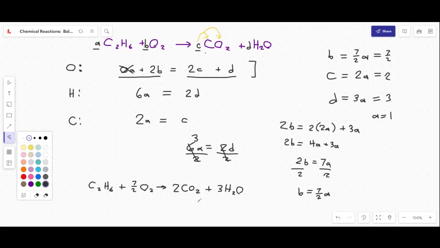Now here's the thing, you can't actually have a balanced chemical equation with a fractional coefficient. So if I wanted to make this a whole number, what would I have to do to each of the coefficients? Multiply by 2. Exactly. So I multiply by 2, and so this becomes 2, this becomes 7, this becomes 4, and this becomes 6. And I balanced my equation.